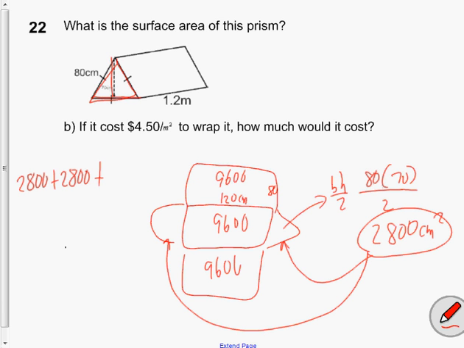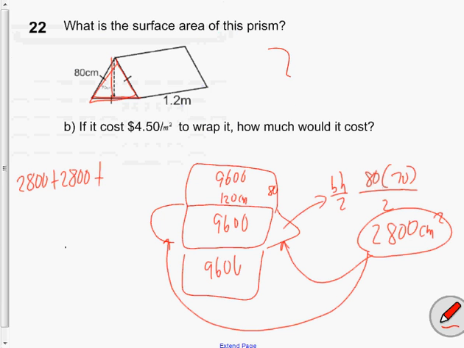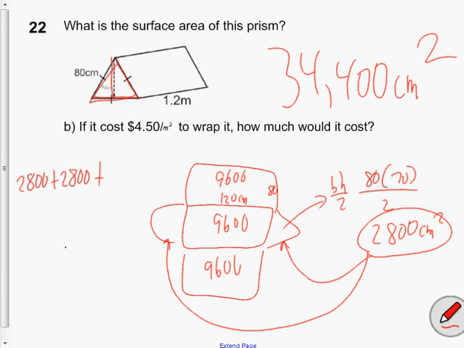So in order for me to get this total surface area, I would have to take 9,600 times 3 plus 2,800 plus 2,800. The total answer for the surface area is 34,400 centimeters squared. Right? If you use meters, you'll have a different answer. You'll probably have, I don't know, 0 point, something, a much smaller number.